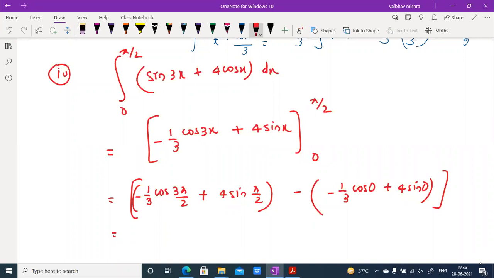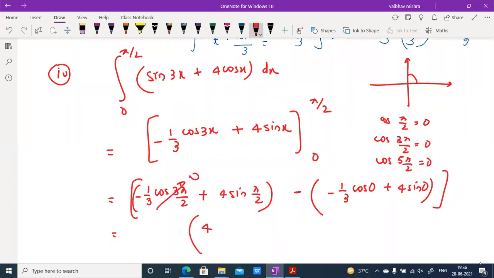What is cos 3 pi by 2? Cos 90 is 0, cos 270 is 0, cos pi by 2, 3 pi by 2, 5 pi by 2. Any odd multiple of pi by 2 is 0. Cos pi by 2 is 0, cos 3 pi by 2 is 0, cos 5 pi by 2 is 0, and any odd multiple, 7 pi by 2, will be 0 and so on. So this becomes 0. Sin pi by 2 is 1, so this becomes 4. Cos 0 is 1, minus minus become plus. So how much is it? 13 by 3?